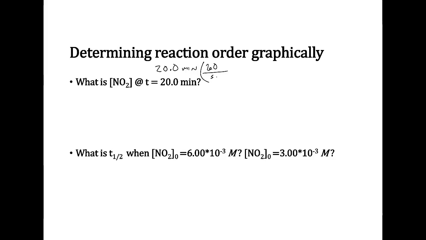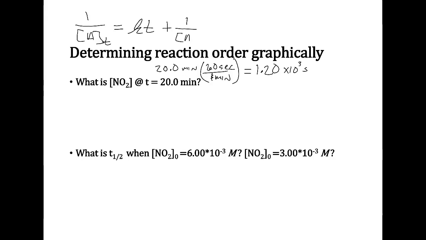So we'll have 60 seconds per 1 minute. We end up with 1.20 times 10 to the third seconds. And we're going to plug into our equation for the second order rate law. So we have 1 over A sub t is equal to kt, where k is your rate constant, times t, plus 1 over your initial concentration. So here we're trying to solve for A sub t.